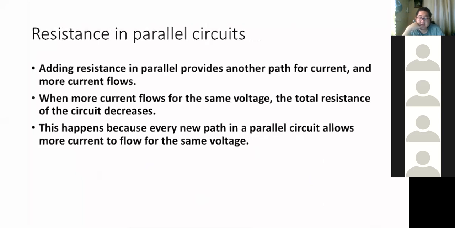So, ito lang, additional info. Paano naman doon yung pag-add ng resistance sa parallel? So, later discuss ko yan na mas madali. So, when more current flows for the same voltage, the total resistance of the circuit decreases. Okay? Then, nangyayari daw yon because every new path in a parallel circuit allows more current to flow for the same voltage. Okay? So, kung mas mataas yung value ng current, mas maliit yung value ng total resistance ng circuit natin.